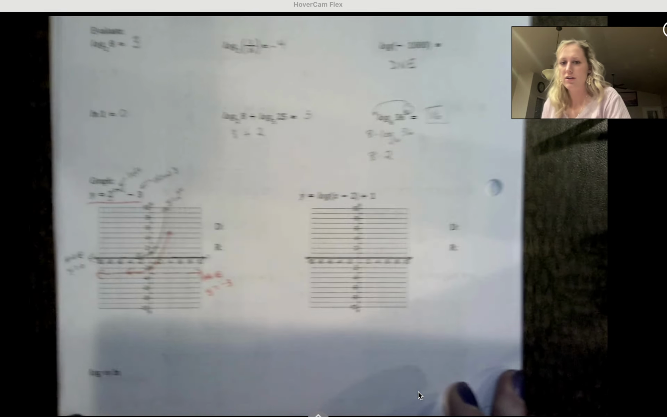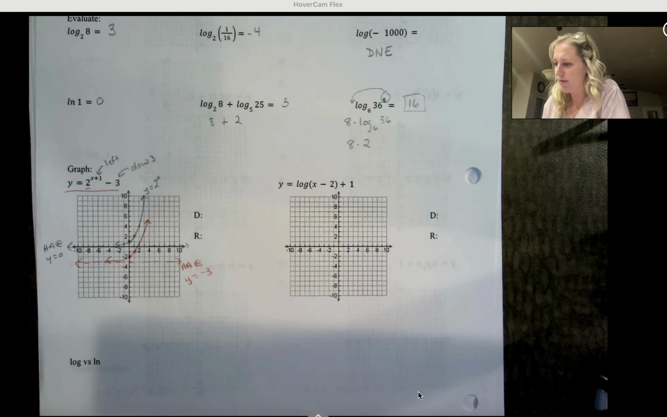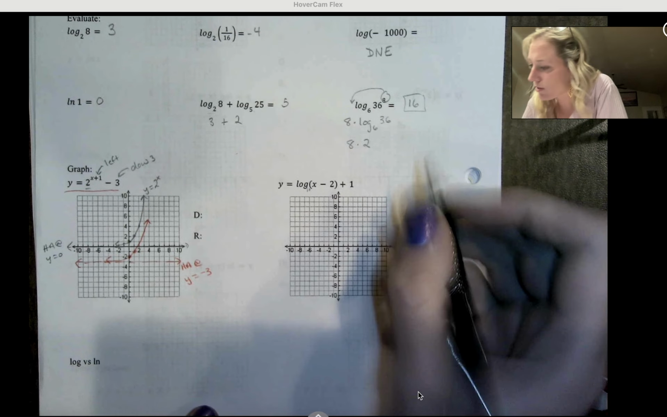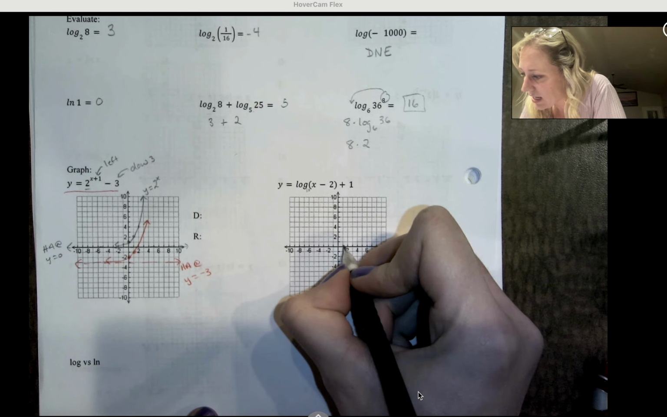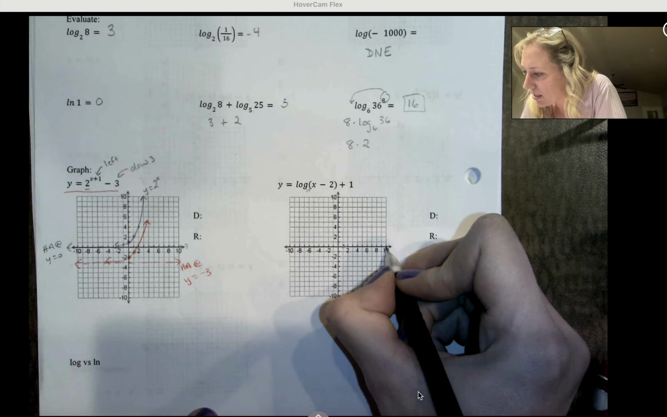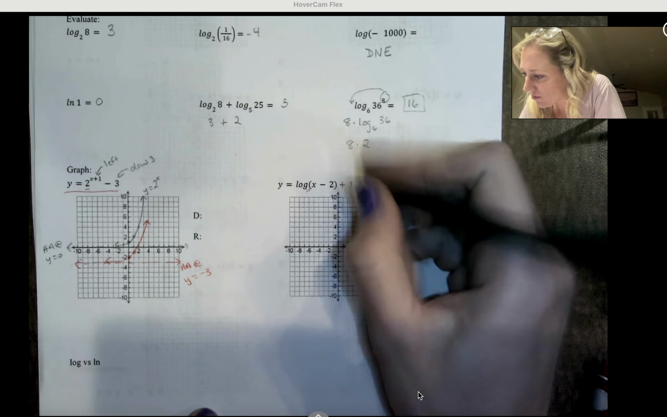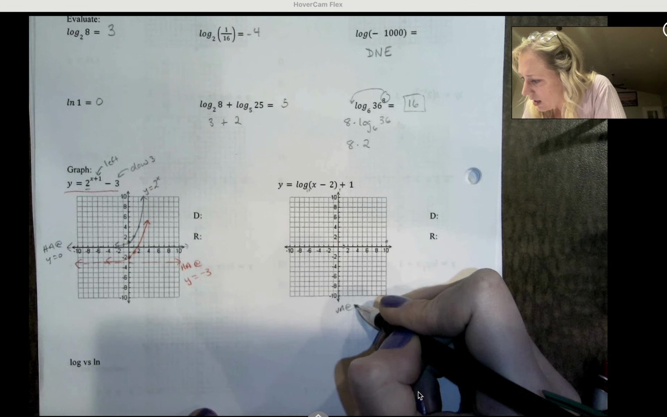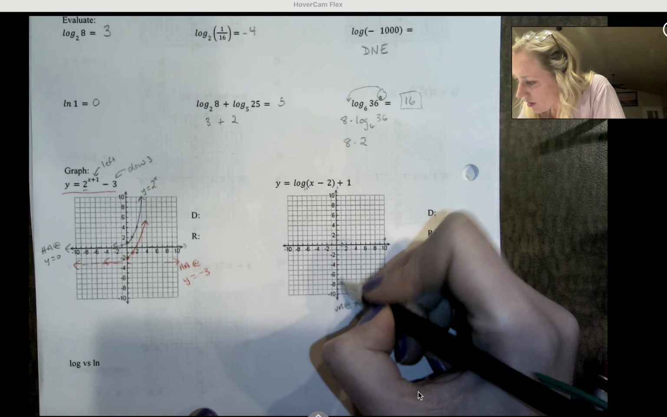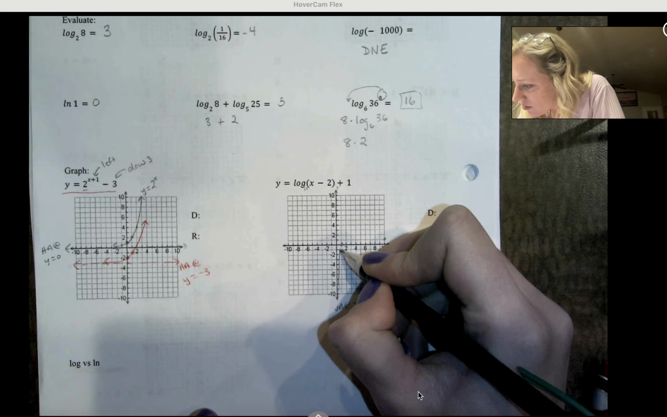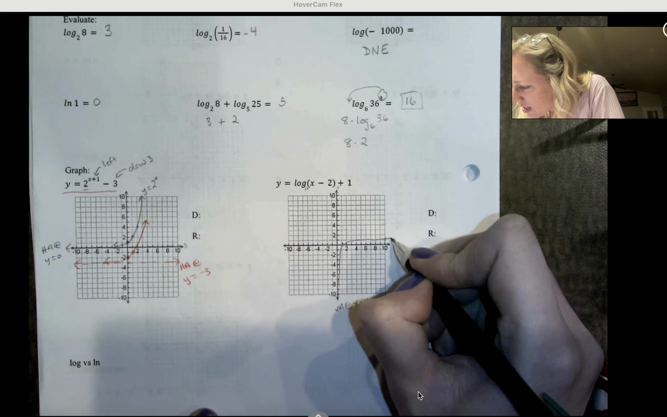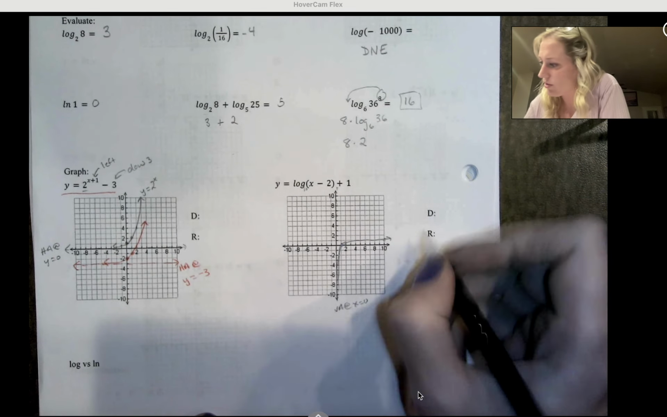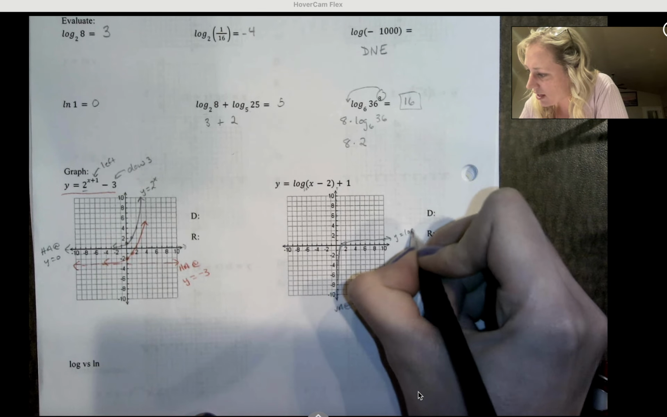All right, let's do the same thing on this one. I'm going to graph this, it's log base 10, right, if there's no subscript. So my original log base 10 has an x-intercept of 1, and my next point's at 10, 1. And then it has a vertical asymptote at x equals 0. So it looks kind of like this, and then it gets really flat. Okay, so there's my parent function. This is y equals log of x.